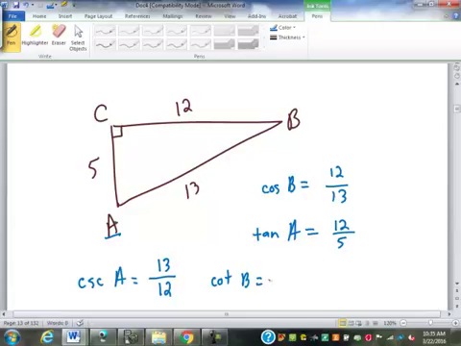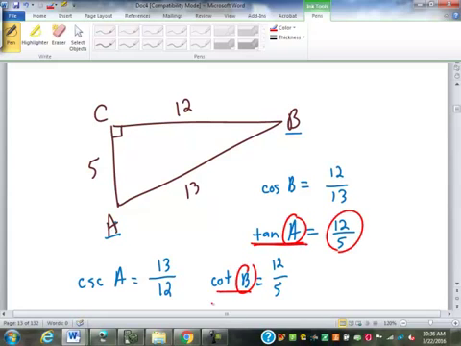5 over 12. Adjacent over opposite. That's not right. That would be the cotangent of angle A. Angle B, the adjacent would be the 12. Opposite would be the 5. Remember, tangent of A has to equal cotangent of B. Since A and B are complements, they add up to 90 degrees. The tangent of one has to equal the cotangent of the other.